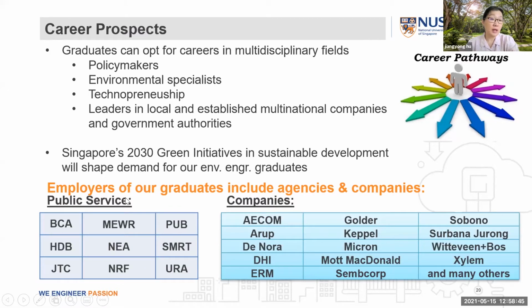Let me give you some examples. Our graduates currently work in the public sector. For example, they work in the BCA, MEWR, PUB, HDB, NEA, and also SMRT, URA, JTC, and the NRF. And in terms of companies, our students work very actively in different companies in the industry. To name a few: AEM, Arup, Keppel, Sabano, and also Xylem, Semco, DHI, and so on.